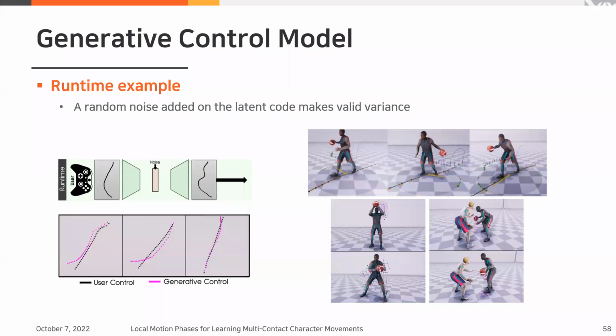So the right figure shows the resulting motion. The variation in the control signals produced by the noise sampling leads to different body and ball movements during dribbling, like this dribbling, holding motion, and interaction motion.